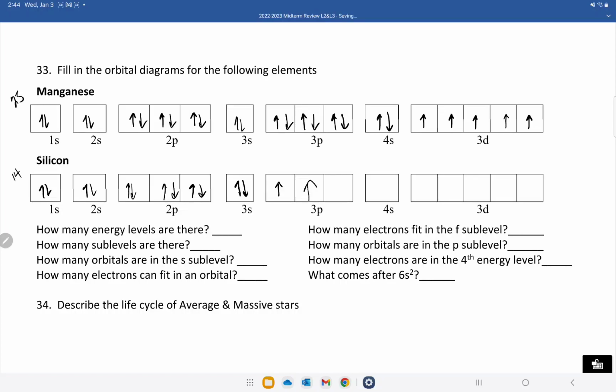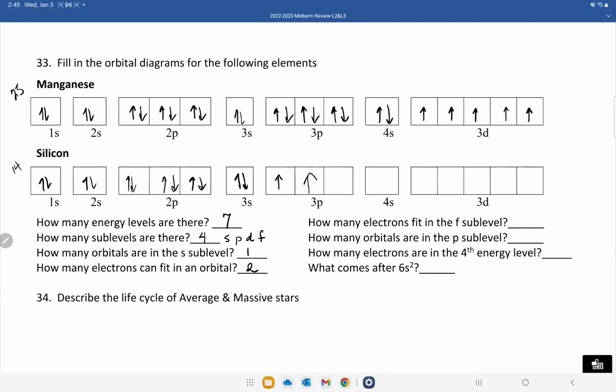Now part of electron configuration is knowing the capacity, knowing how many electrons each sublevel holds, each energy level holds. So energy levels, there are 7 energy levels, which correspond to the 7 periods on the periodic table. There are 4 sublevels, your s, your p, your d, and your f. In the s sublevel, there's 1 orbital. Remember, that's like the room. And these sublevels are the wings to your building. And 2 electrons can fit in every orbital.